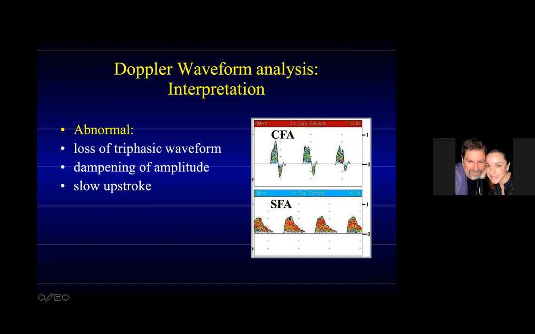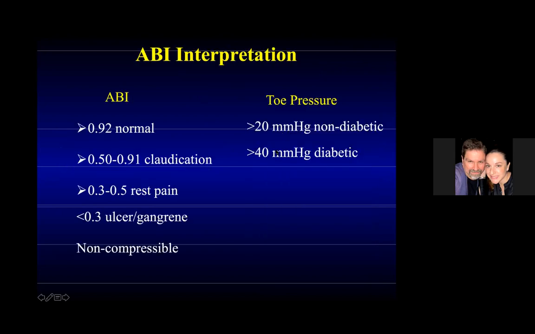There's no trough, there's just a crest, and then it keeps going on. And that's because that vessel has lost its flexibility and there's very little flow coming down there. Dampening of amplitude and slow upstroke, okay? It's like this. This is kind of abnormal because it's not straight up like you saw in the previous one, okay? ABI interpretation, I think we went through this again, but we can do it again.